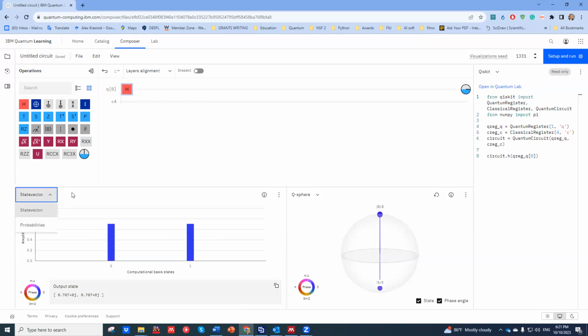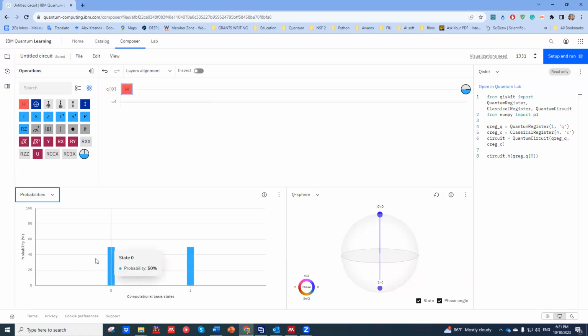And what else? For example, in terms of probabilities, probability describes the measurement. We see that if we measured this qubit after application of the Hadamard gate, we could find it 50% of the times in the state 0 and 50% of the times in the state 1.